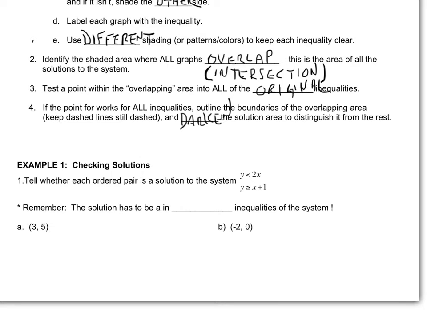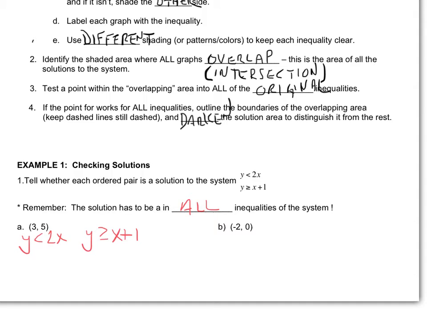Next we want to be able to check solutions. How do we find out if a solution is indeed an ordered pair to the system? Remember, the solution has to be in all inequalities of the system. Looking at the first one, (3, 5), is that in our inequalities? Well, we've got to check it. We have y is less than 2x, and y is greater than or equal to x plus 1. And again, it must work in both.